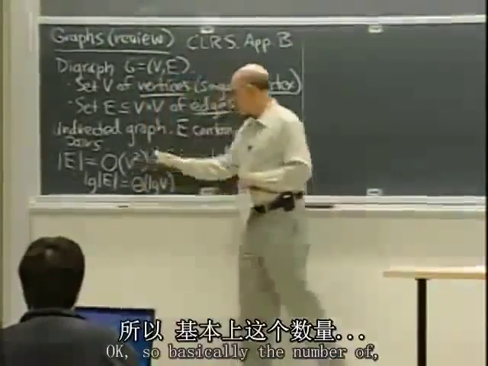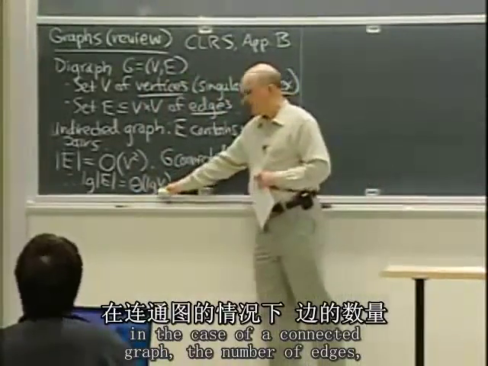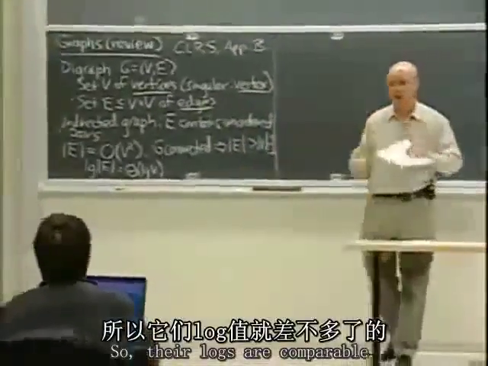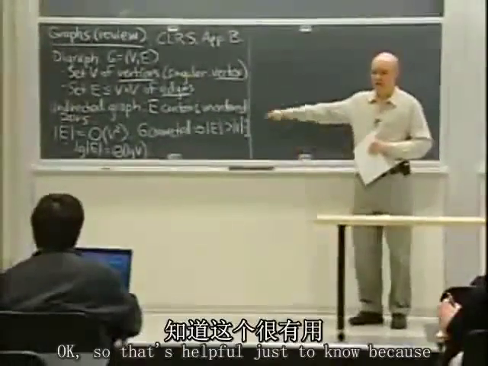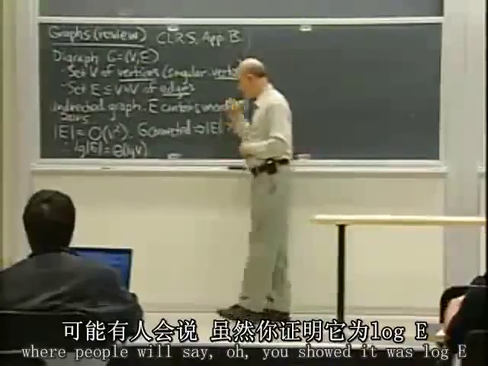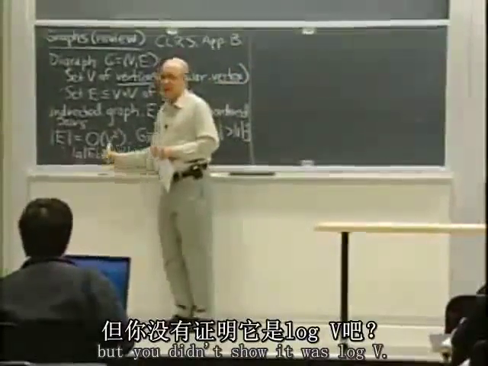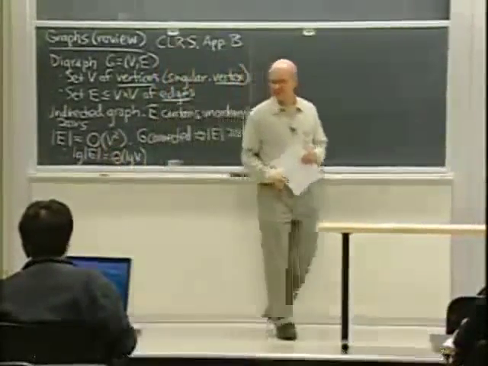So basically, in the case of a connected graph, the number of edges and the number of vertices are polynomially related, so their logs are comparable. That's helpful just to know, because sometimes I get questions later on where people will say, oh, you showed it was log E, but you didn't show it was log V. And I have to point out that it's the same thing.